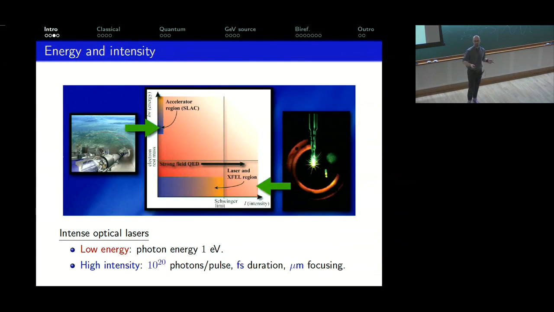And the laser regime, well, that's a bit different. If you think about laser physics, certainly optical lasers, the energy of a photon in an optical laser is around about 1 eV. It's quite low energy. But in a modern laser pulse, there are maybe 10 to the 20 photons being delivered to a spot size measured in micrometers over a femtosecond duration. And this gives you a very high intensity. So laser physics is this regime down here.